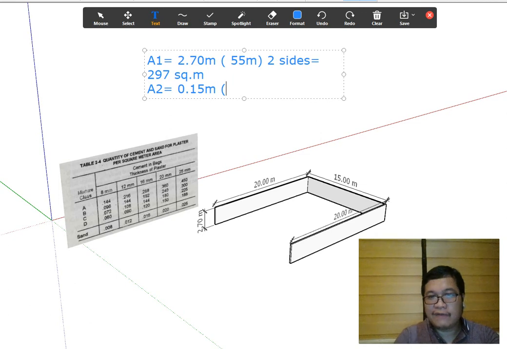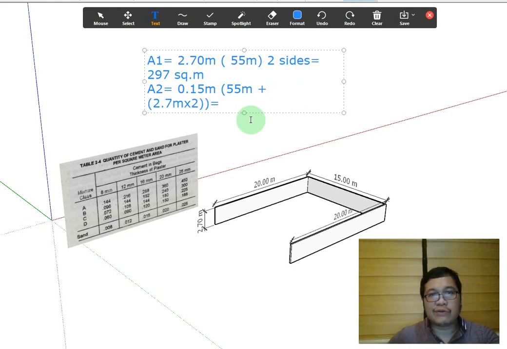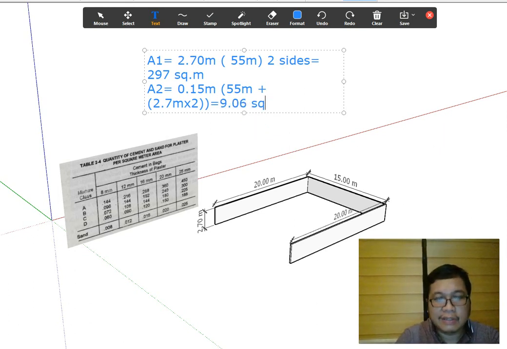But since you have here 2.7 and 2.7, that's going to be 55 meters plus 2.7 meters times 2. So we're going to compute using your scientific calculators. 2.7 meters times 2 is 5.4, plus 55, that's 60, times 0.15, we get around 9.06 square meters.